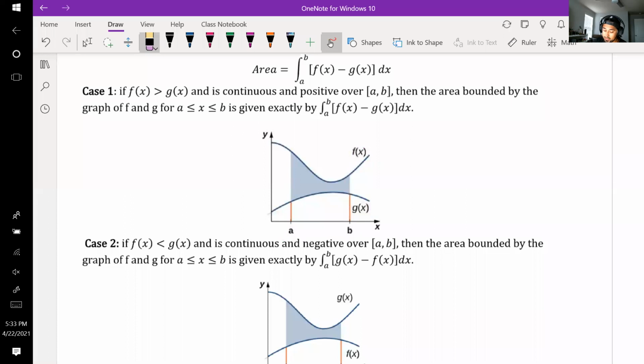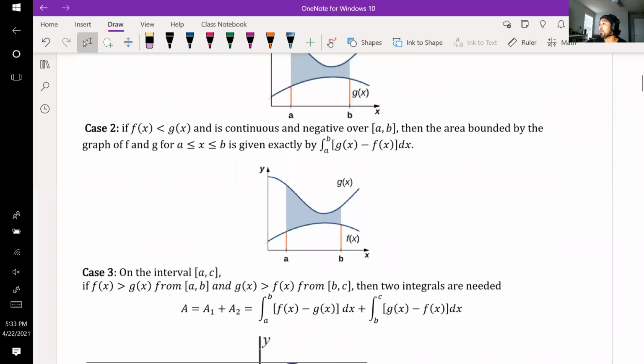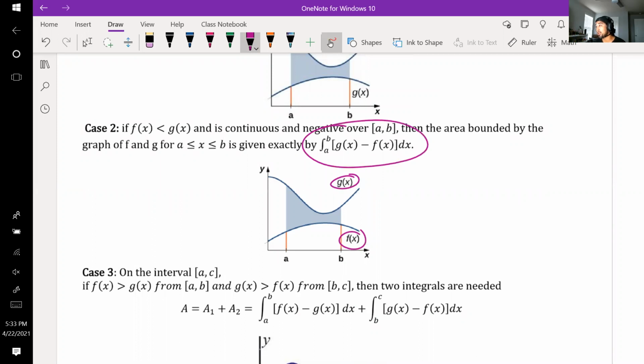Case two is if f is below g, if f is less than g on the interval a, b. So here's function f, here's function g. Now if f is below g, or we can even say if g is above f, then the integral we will use is the integral from a to b of g of x minus f of x dx. Okay, so that's case two.